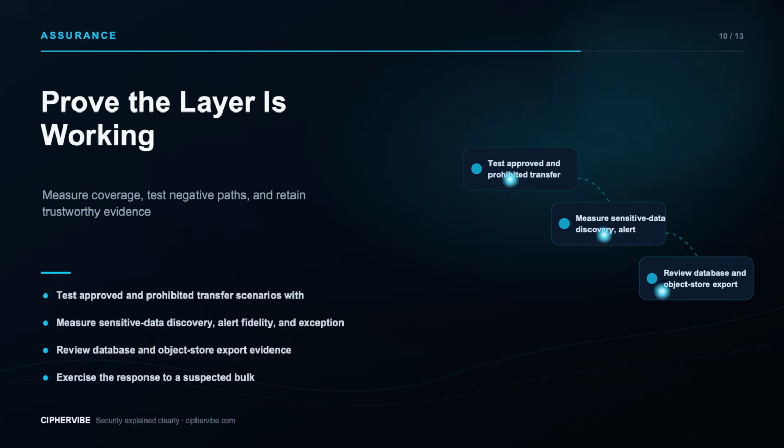A configuration screen is not assurance. Collect evidence that the intended control applies to the correct scope and that violations become visible. First, test approved and prohibited transfer scenarios with synthetic data. Second, measure sensitive data discovery, alert fidelity, and exception expiry. Third, review database and object store export evidence.